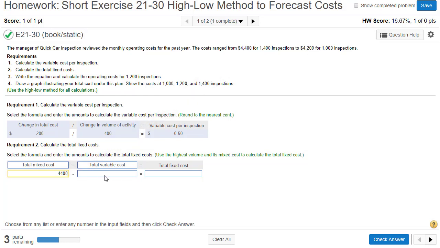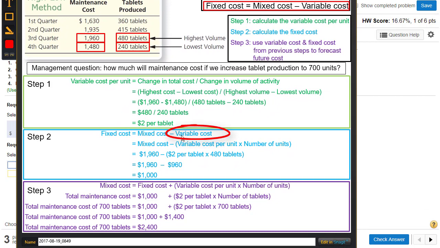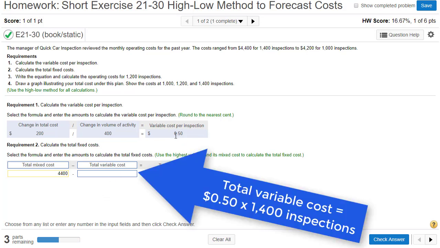So to calculate a variable cost, going back to our slides, we're doing this part right here. We're calculating the variable cost. Well, how do we calculate a variable cost? We take the variable cost per unit, which in this case was $2 a tablet, and just multiply it by the number of tablets produced. In our case, we're going to take our variable cost per inspection, which is right here, 50 cents, times the number of inspections at this high production level. So 50 cents times 1,400 gives us $700. So that's our variable cost.